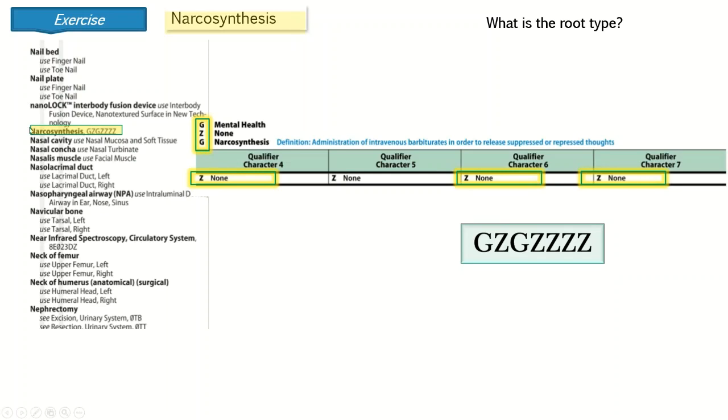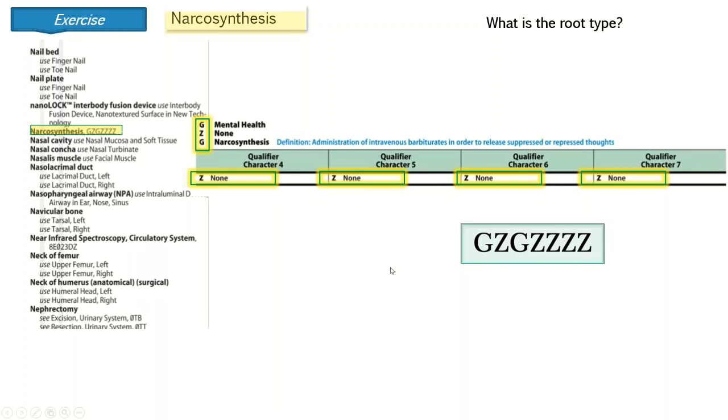Okay, here it is. If you look up narcosynthesis, GZGZZZ, that's what it is. You find the corresponding table, GZG, mental health, none, narcosynthesis. Narcosynthesis is the administration of intravenous barbiturates in order to release suppressed or repressed thoughts. So that's how they do it. And then your fourth, fifth, sixth, and seventh characters shall be Z, G, Z, Z, Z.